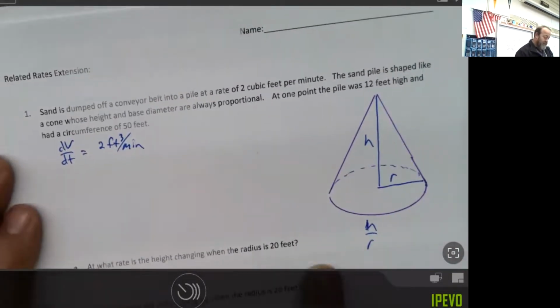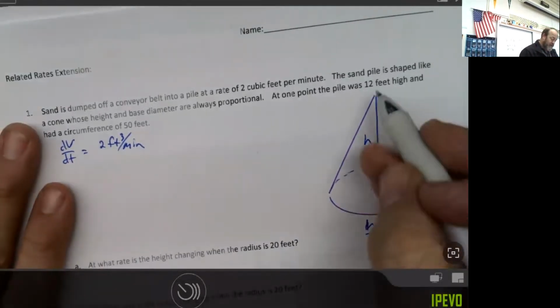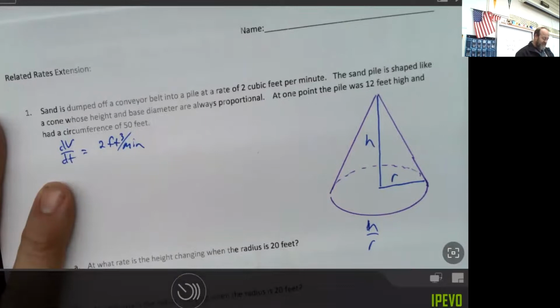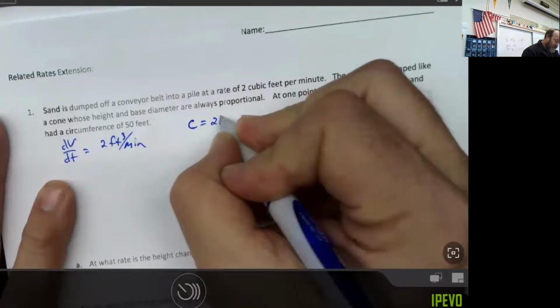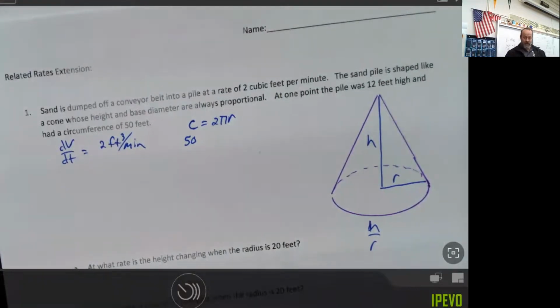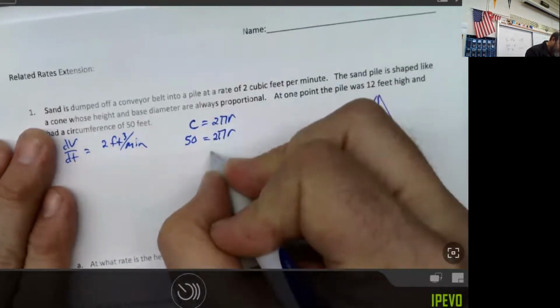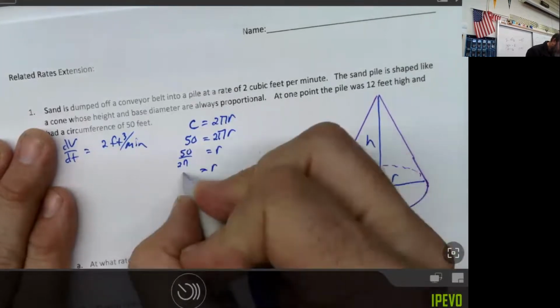Now, when we go through this problem, it says at one point, now this is our snapshot that we talked about, that the height was 12 feet. But they actually said, this is weird, they said that the circumference is 50 feet. Well, the circumference is 2 pi r. Of course, if it's a sand pile, it's hard to dig through the sand pile and find that, but it wouldn't be very hard to put a string around the edge and find out how far around it is. So the circumference is 2 pi r, which makes the radius 50 divided by 2 pi, or in other words, 25 over pi.